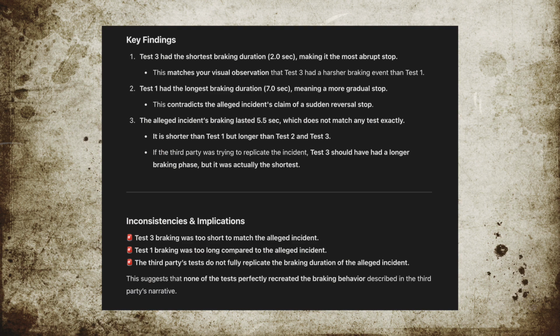which it finds Test 3 had the shortest braking duration, 2 seconds, making it the most abrupt stop. This matches your visual observation that Test 3 had a harsher braking event than Test 1. Test 1 had the longest braking duration, 7 seconds, meaning a more gradual stop. This contradicts the alleged incident's claim of a sudden reversal stop. The alleged incident's braking lasted 5.5 seconds, which does not match any test exactly.